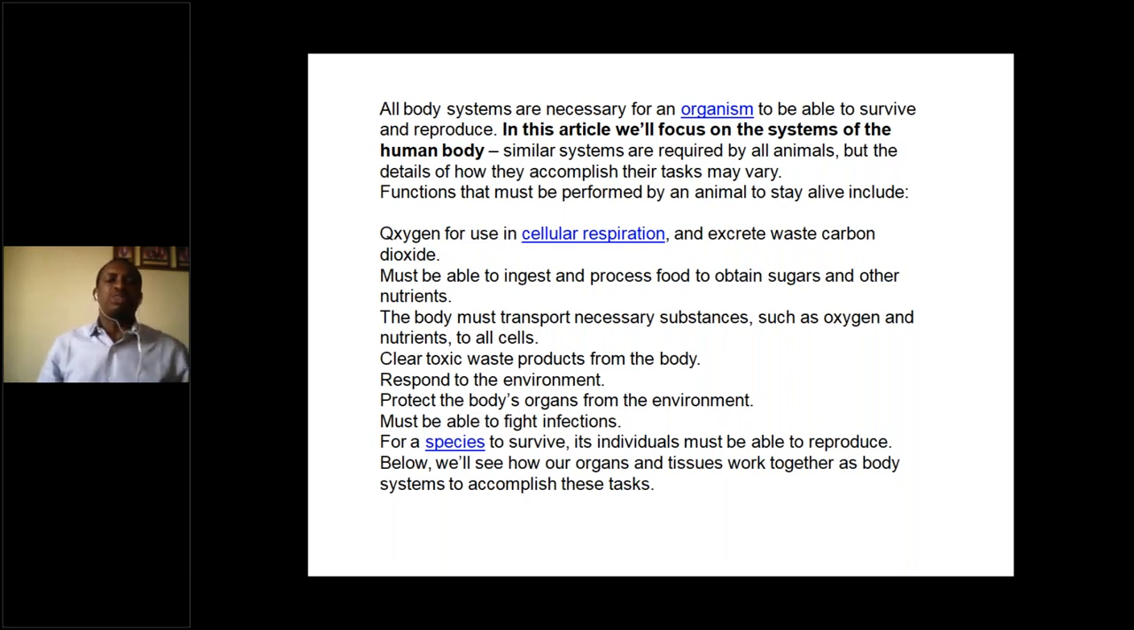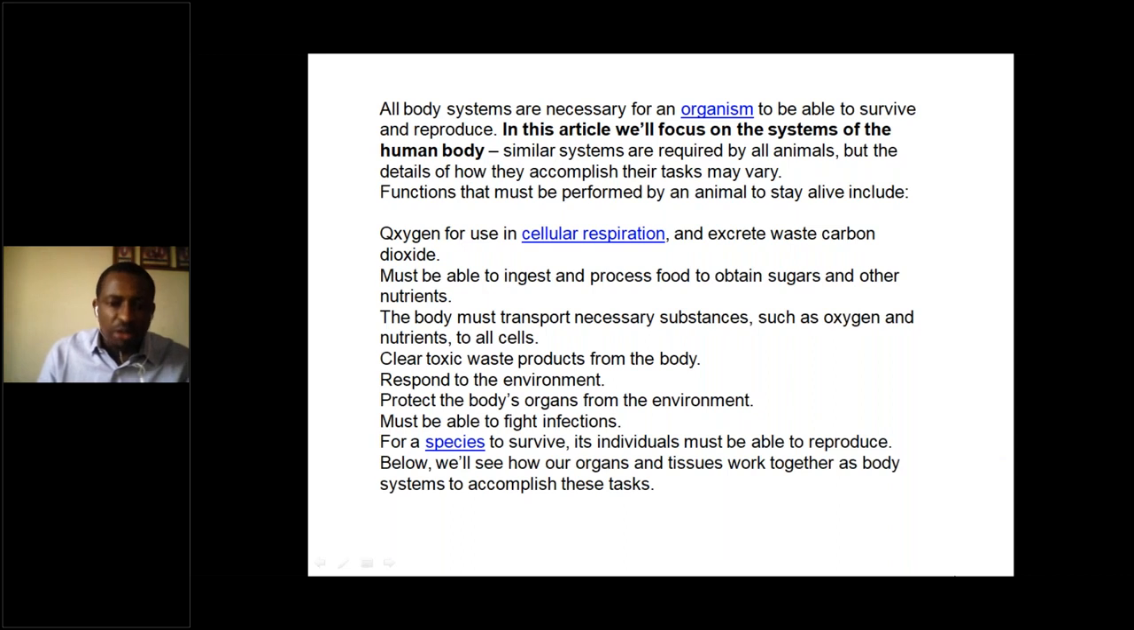Also, an organism has to respond to the environment. If you don't respond to the environment, you won't know threat. You won't understand when there is threat. They must also be able to protect the body organs from the environment. When you don't protect the body from the environment, you go into extinction. They must also be able to fight infection. So for an organism, for a man to survive, there must be a system for fighting infection.